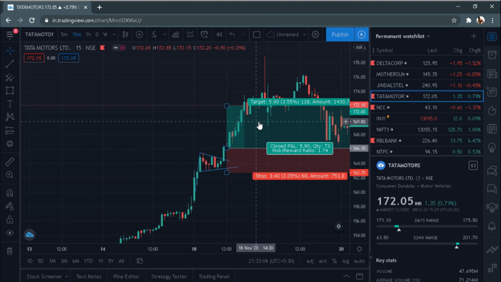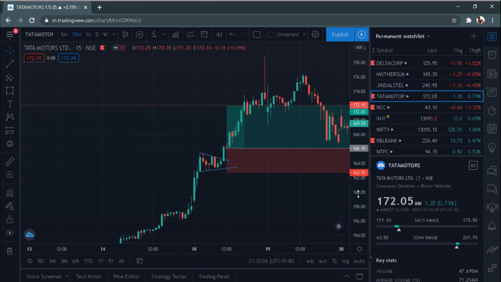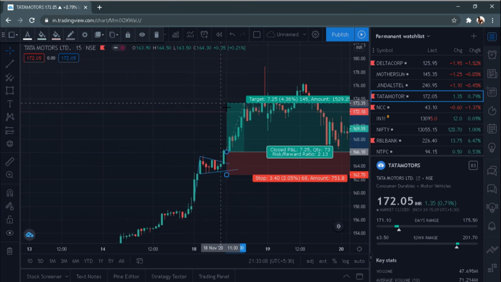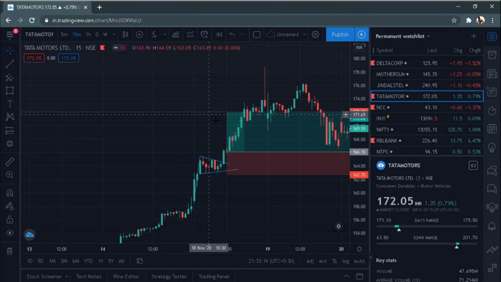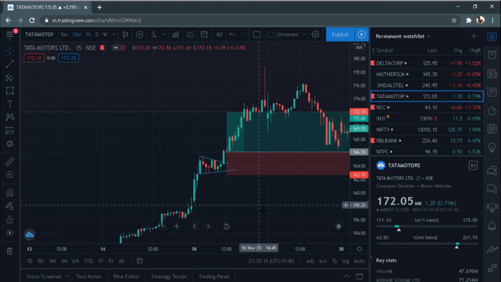So you can see how easily that target was hit by the trade. Even if you put a higher target like 174, it would have been hit, but 172 is the logical target, as the price action says. So that is the entry, stop loss, and the target of the flag pattern, the bullish variation of the flag pattern. Now we will discuss the bearish variation of the flag pattern.